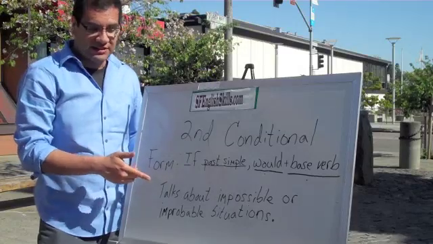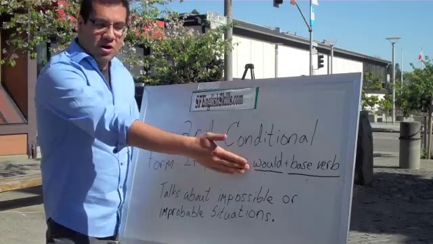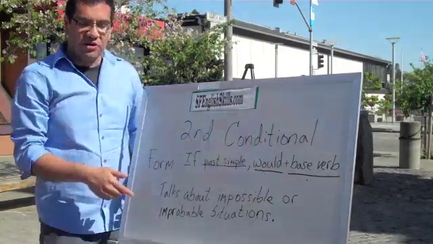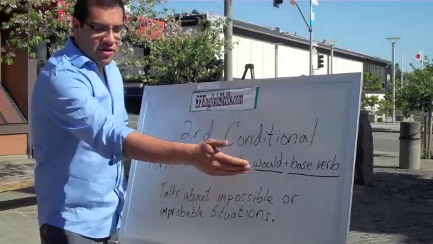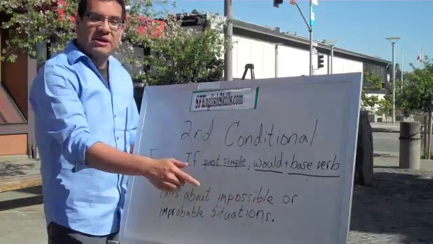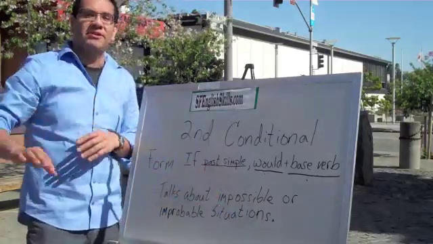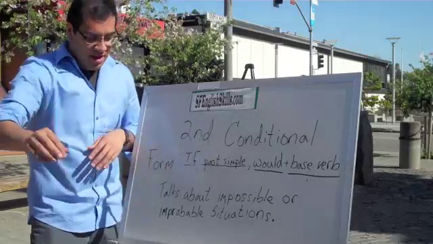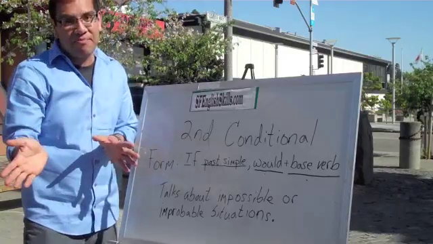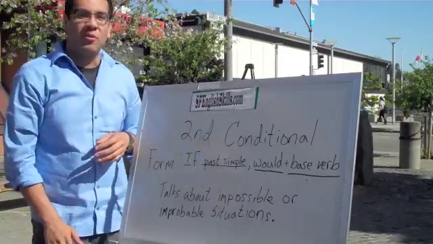The form of it is if plus past simple, comma, would plus base verb. And we use it to talk about impossible or improbable situations. Now, impossible means that it can't happen. Zero chance, can't happen. Where improbable means that maybe it could happen, but probably it won't.